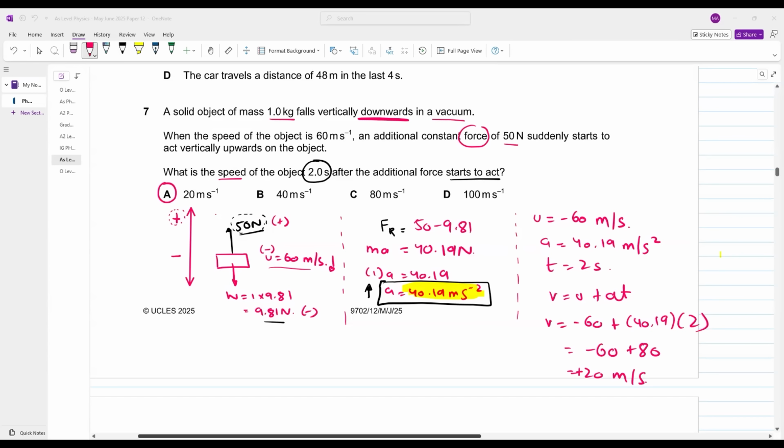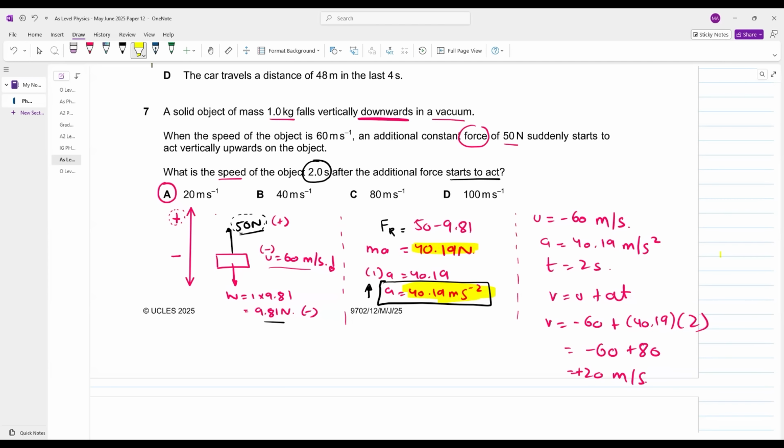So let us explain it once more so that you never get confused in this question. If you analyze what is happening, you have an object that is initially traveling downwards with a velocity of 60 m/s. The downward force acting on the object is its weight, 9.81, and the upward force is 50 Newton. Can you calculate the resultant? Yes, 50 minus 9.81. Resultant force comes out to be 40.19 Newton. What is the formula for resultant force? ma. Your m is 1, acceleration comes out to be 40.19 m/s².